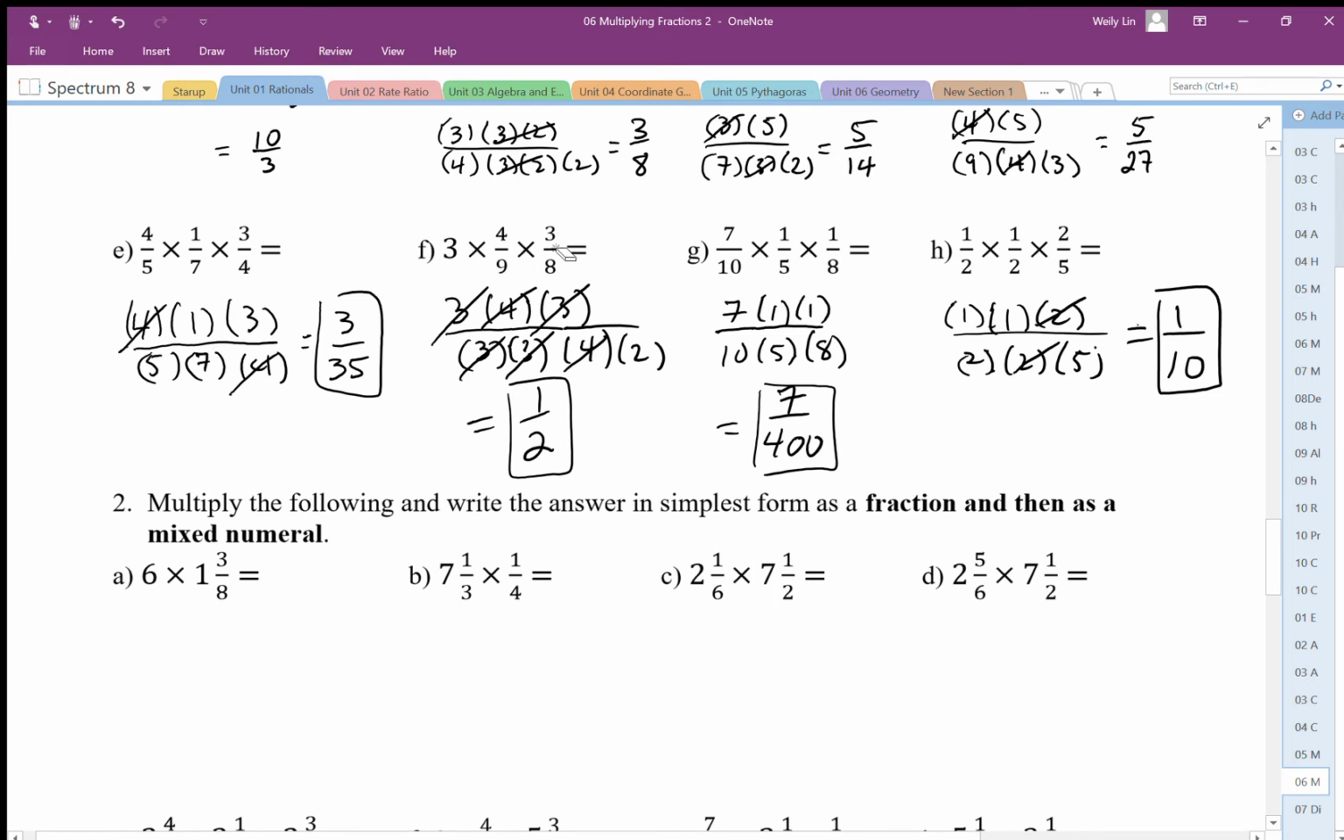Okay, here, be careful of that 3. It's just times 3, so there's only on the top the times 3. It doesn't belong on the bottom. It's a times 3, not a divide 3.